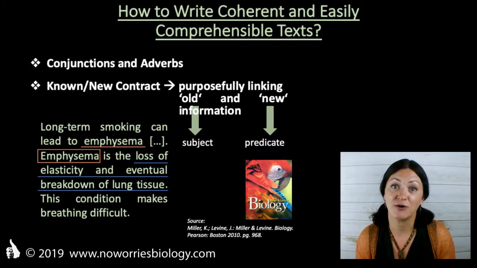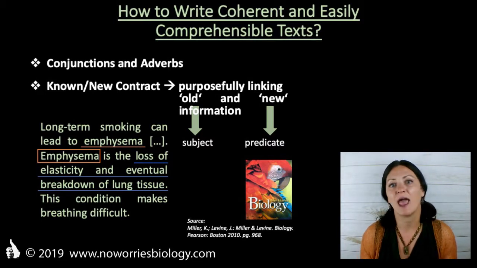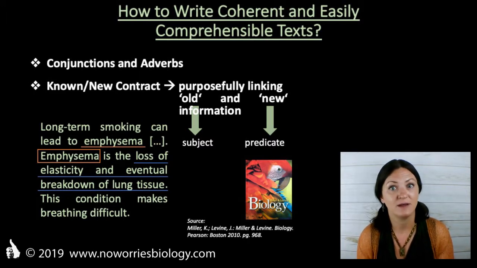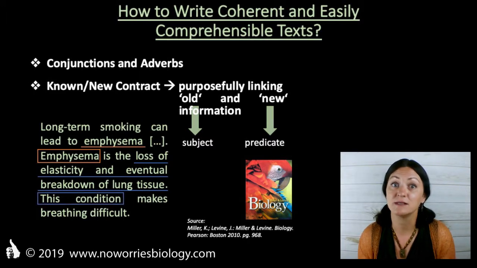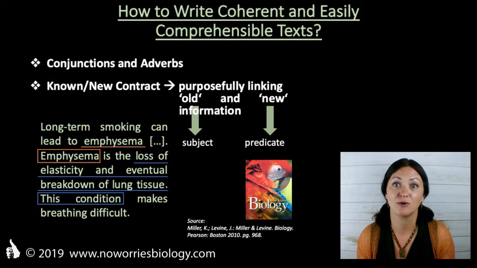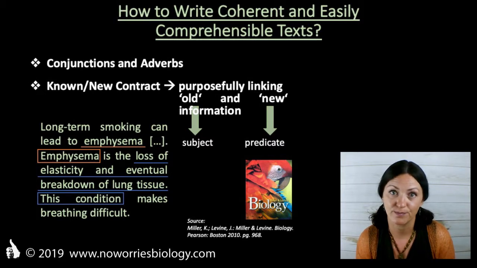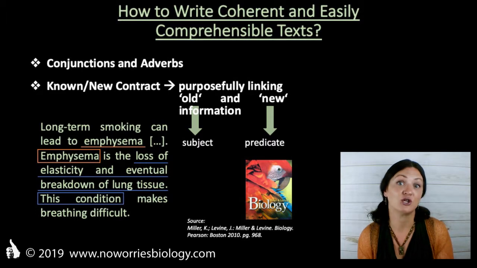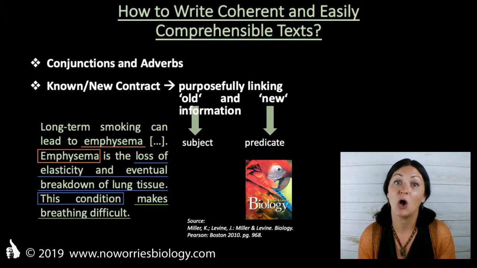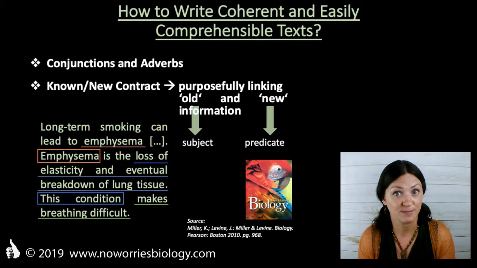This new information of the second sentence again serves as known information in the third sentence, kind of like an anchor to which yet another new information can be tied. The subject of the third sentence is this condition, and of course it refers to having less elastic and overall reduced amounts of lung tissue. And as new information, we learn that having difficulty breathing is a consequence of these bodily changes.